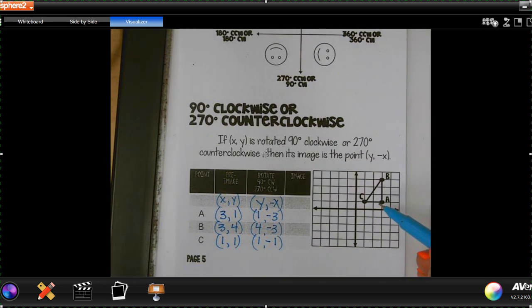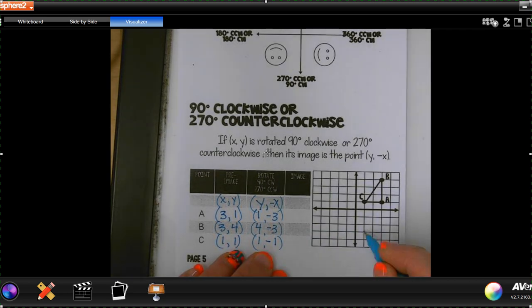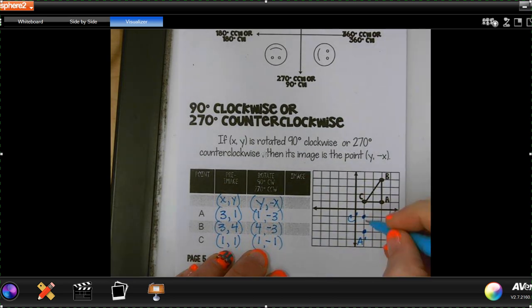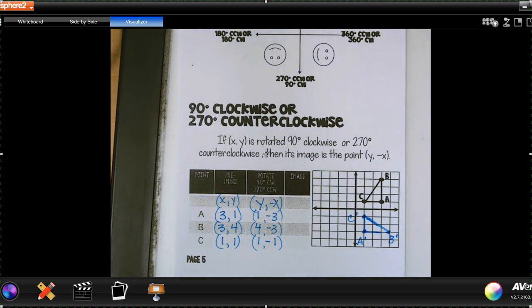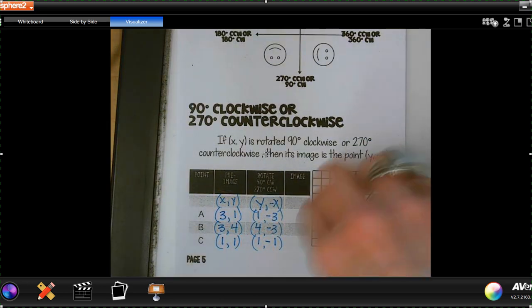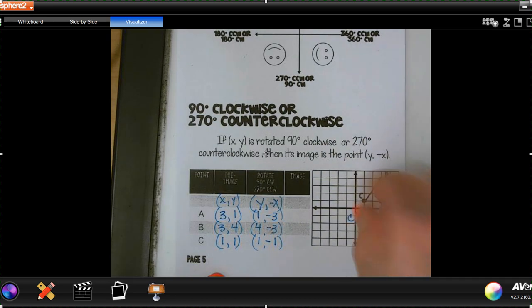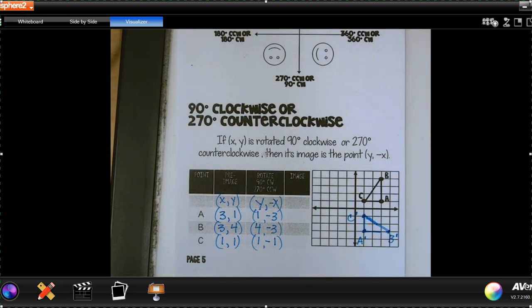So let's go ahead and graph that and see what happens. So we're going to go 1, negative 3, and right away I'm going to label that A prime. I'm going to go 4, negative 3, and that's going to be B prime. And then I have 1, negative 1, and that is going to be C prime. And then I'll go ahead and connect it here. Don't have a ruler here. These are kind of little shapes here. I'll just kind of sketch it here. So we just rotated that 90 degrees. Okay. Looks like we did all right there.